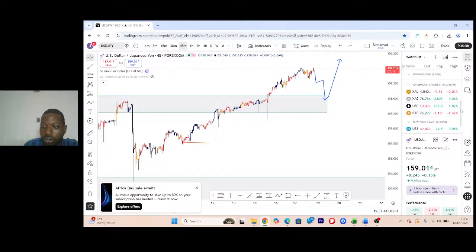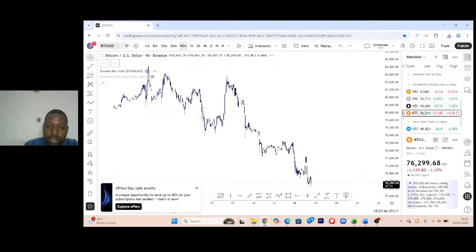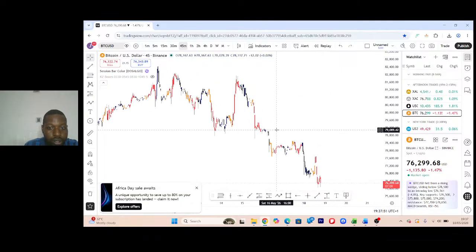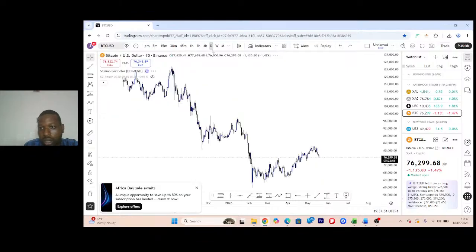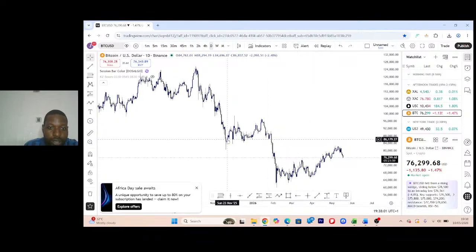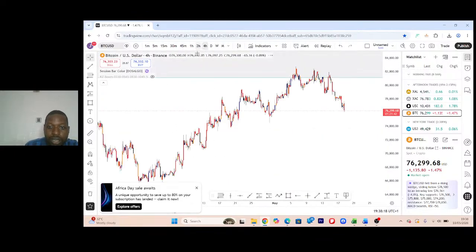And the next one is, okay, let us do BTC. Let's go to the higher time frame. Definitely you can see that price is reacting from this level here. So it's a no-brainer that we are on the sell side.